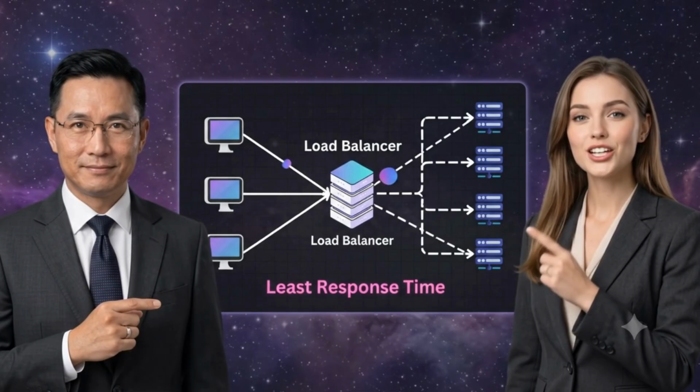So to fix that, you use the least time algorithm. The load balancer constantly measures the average response time of every single server and routes the new user to whoever is currently replying the fastest. The sources noted this is absolutely vital for high-stakes, low-latency applications like stock trading platforms where a millisecond delay can cost millions of dollars. And finally, IP hash.